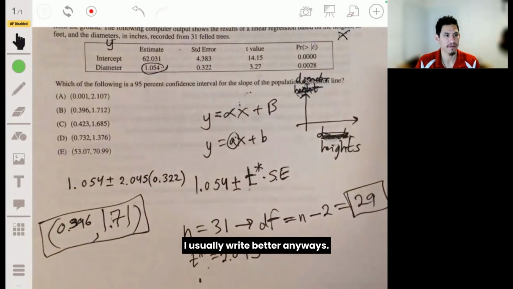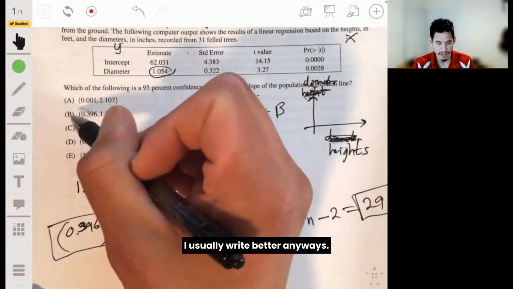Sorry for the messy handwriting. I usually write better. Anyways, the answer is definitely B.